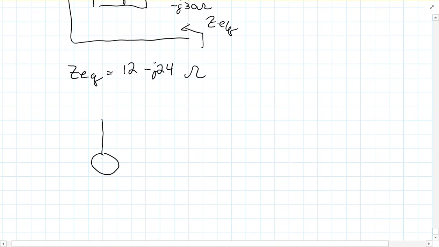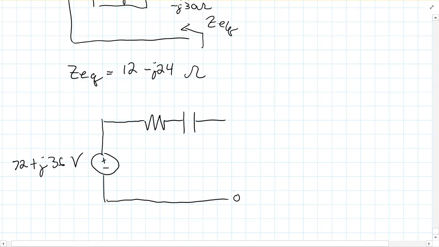So the voltage source, remember I said we could have it in either polar or rectangular, so I'm going to write it in rectangular. So this is 72 plus J36 volts. And then for the ZEQ, again, we want to draw the circuit elements that make up ZEQ. So we have a 12 ohm resistor and a minus J24 ohm capacitor. So that's what we'd end up having.